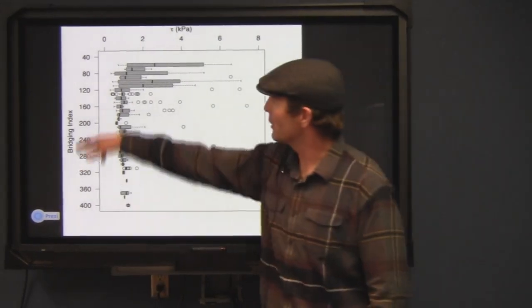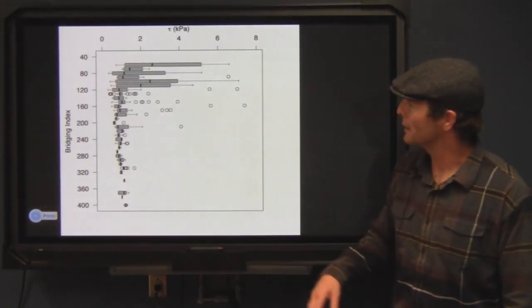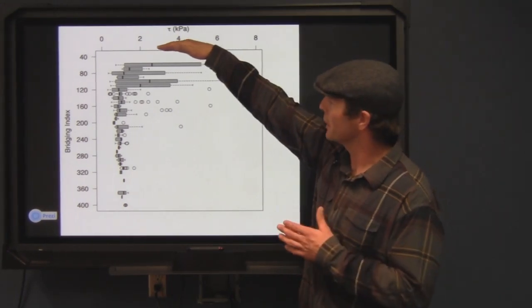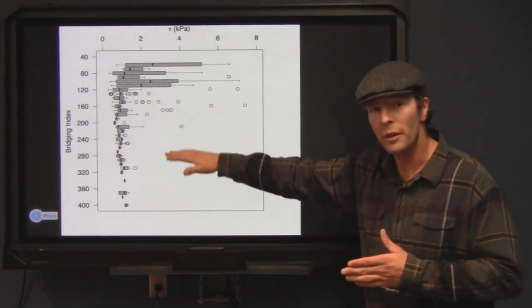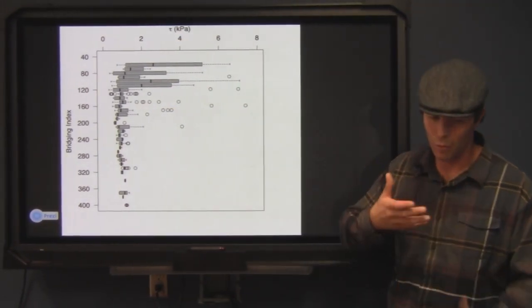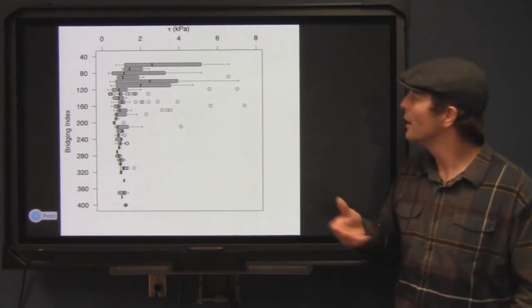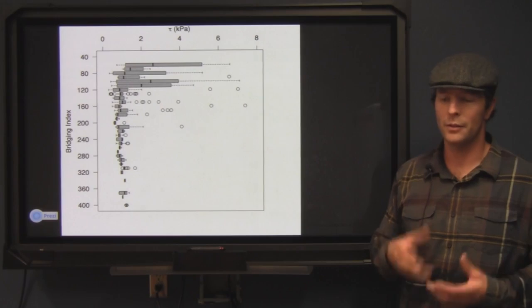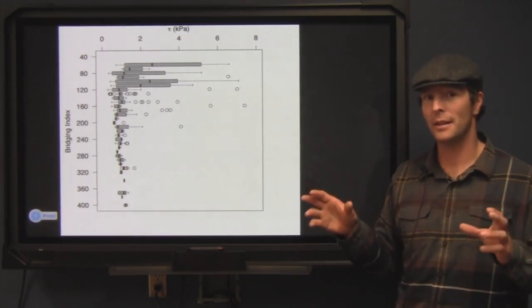So here again we have the bridging index on that one side. And if you could imagine the snow cover or zero, surface of the snow right here. And as you're going deeper into the snow, you're getting more bridging, more snow. And the gray here is the stress from the slab and the skier combined.